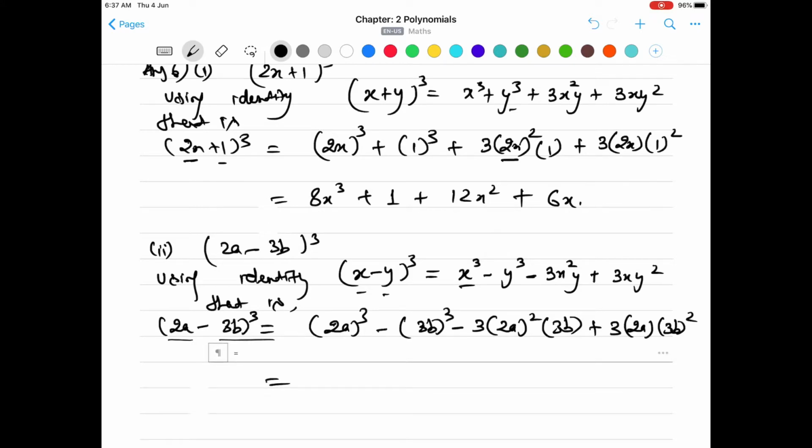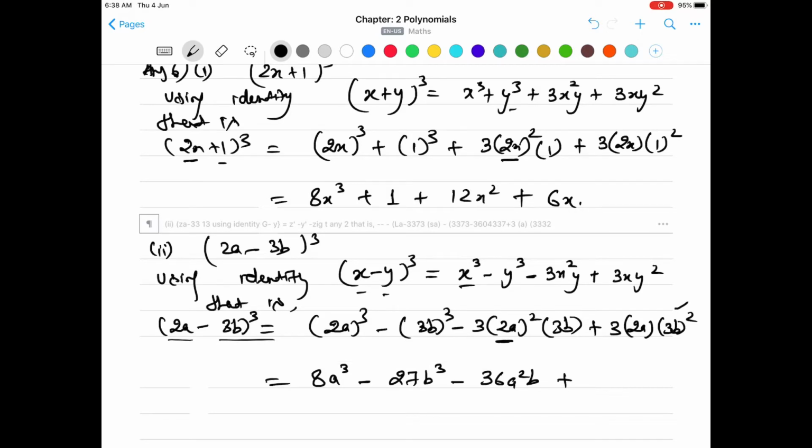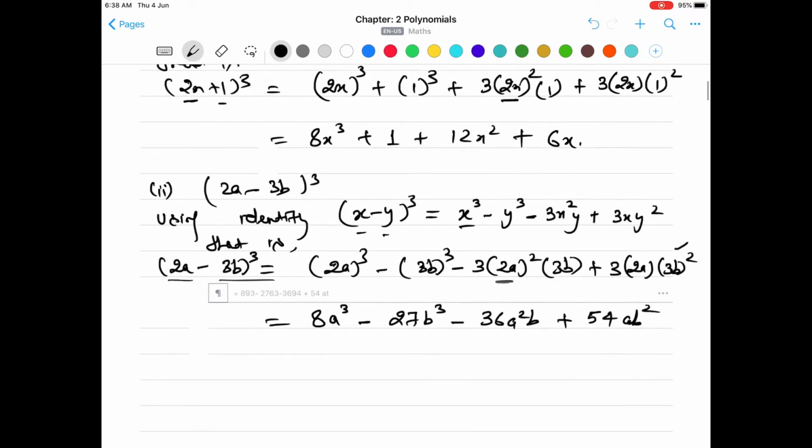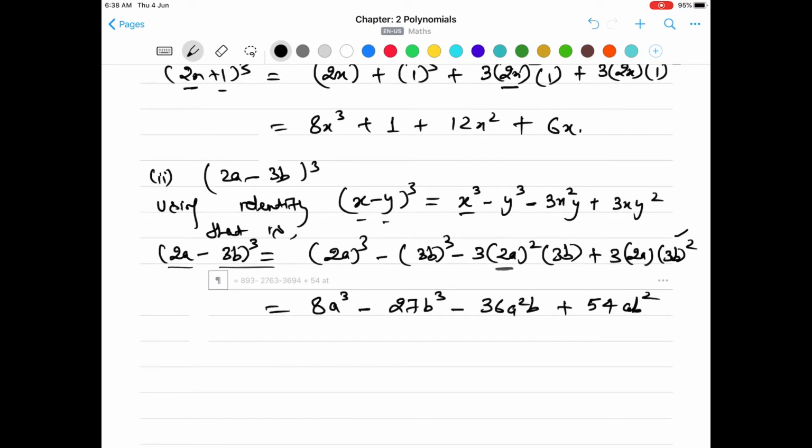Now solve this. (2a) whole cube will be 8a cube. Then minus (3b) whole cube, where 3 cube is 27, so 27b cube. Then minus, (2a) whole square will be 4a square, 4 into 3 is 12, 12 into 3 is 36, so 36a square b. Then we have 3 times (3b) whole square, which is 9b square, 9 into 2 is 18, 18 into 3 is 54, so 54ab square. So that's the solution: 8a cube minus 27b cube minus 36a square b plus 54ab square.